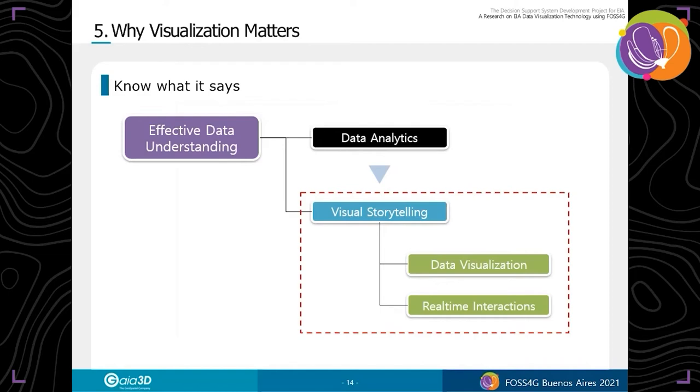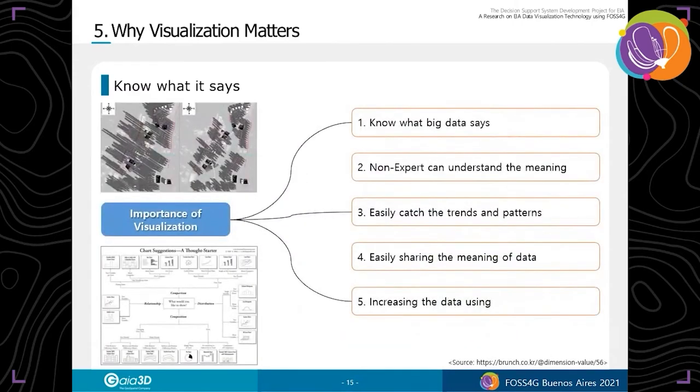First, we can instantly know what big data says. Second, non-experts can understand the meaning of data more easily. Third, we can catch the trends and the patterns of the data. Fourth, we can easily share the meaning of the data with other people. Fifth, we can increase the data uses.